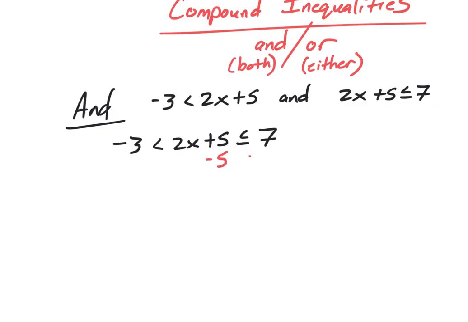Okay? Now here's the part where it's a little bit different. We're going to subtract 5, and instead of doing it from both sides of the equals or the inequality, we're going to do it to the left, the middle, and to the right. We've got to do it to all three parts because we have three separate parts, and we have to do it to all three when it's written like this. So this would become negative 8. This is 2x. The 5s are going to disappear. Less than or equal to 2.